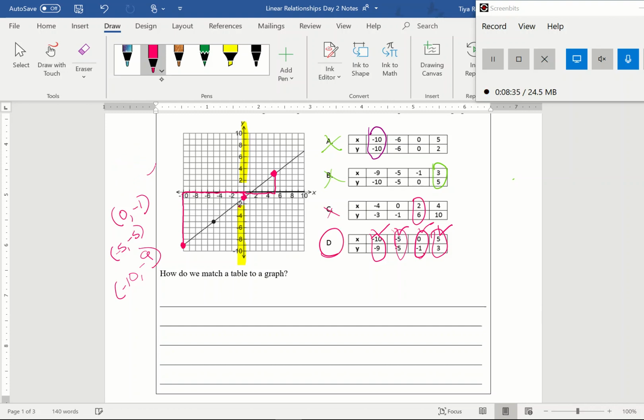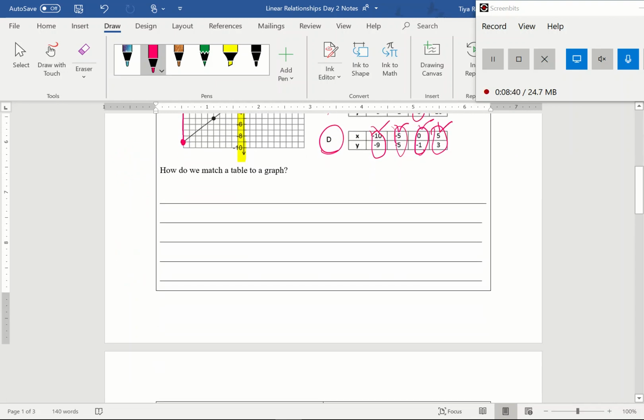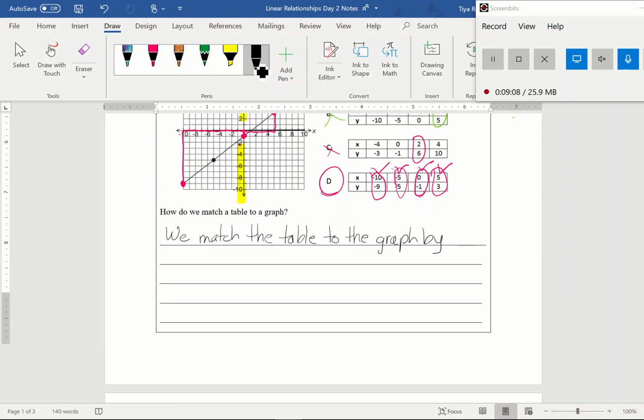Now you've got a little area where you are going to explain to yourself how we match a table to a graph. Usually the best way to start your answer is to rephrase the question. How do we match a table to the graph? We match the table to the graph by, and then you're going to go ahead and finish. Tell me what you did to solve the problem above.